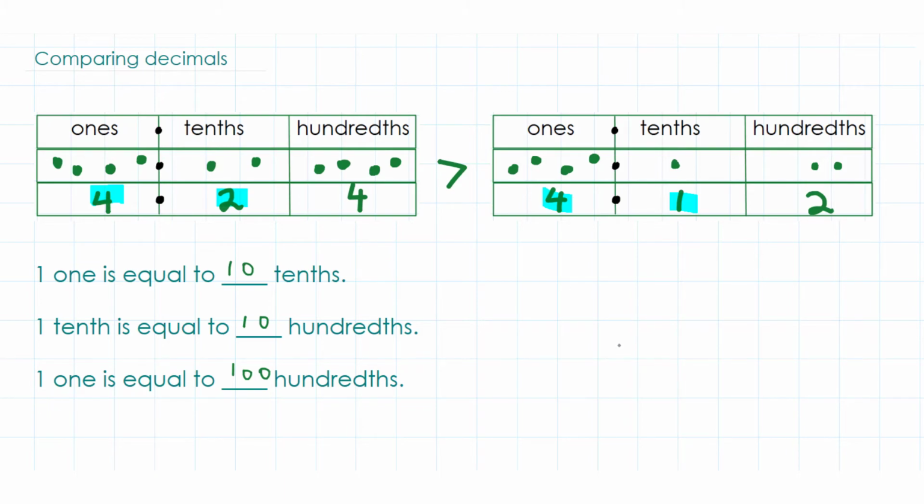So that's our strategy when comparing numbers. Look at the highest value digits first. They're worth the most. So if you've got more of those, you've got the biggest number overall.